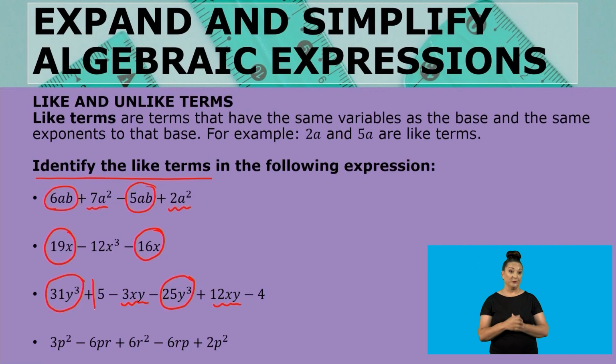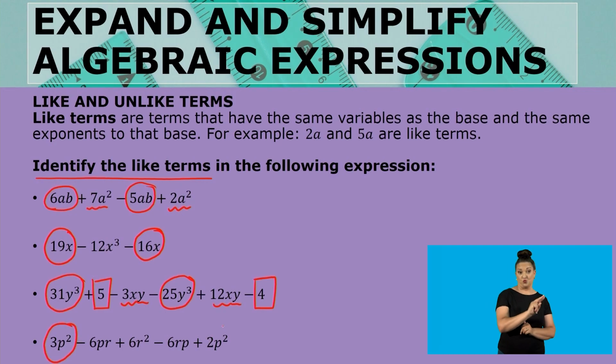Lastly, we have a 5 and a 4, and those are also like terms. Why? Because they are both constants. They do not have any variables with them. Let's look at the next one. Which ones are the like terms in this case? We can see there 3p squared and 2p squared. Yes, they are like terms. What about the 6pr and the 6rp?